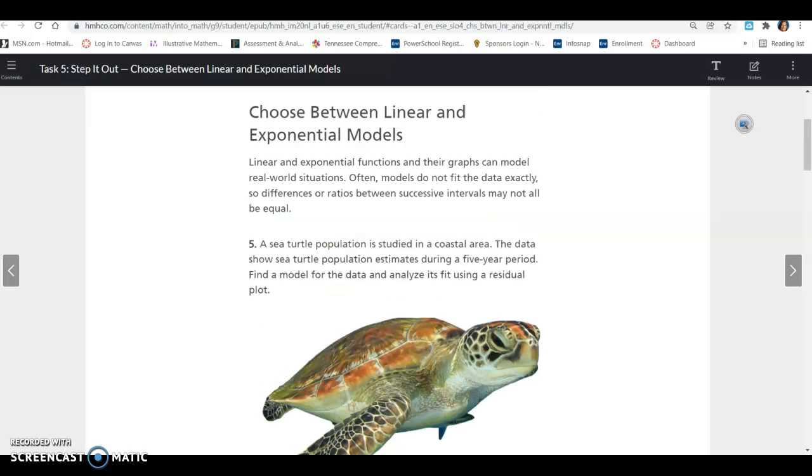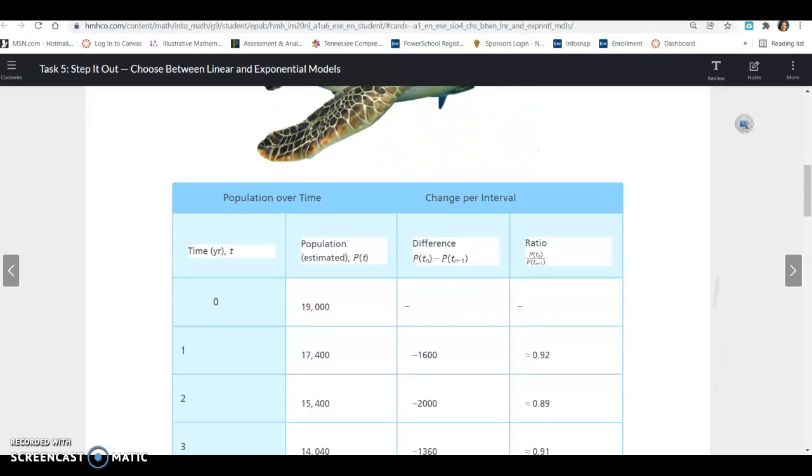Lesson 13.2, task 5. Linear and exponential functions and their graphs can model real-world situations. Often models do not fit the data exactly, so differences or ratios between successive intervals may not all be equal. A sea turtle population is studied in a coastal area. The data show sea turtle population estimates during a 5-year period. Find a model for the data and analyze its fit using a residual plot.